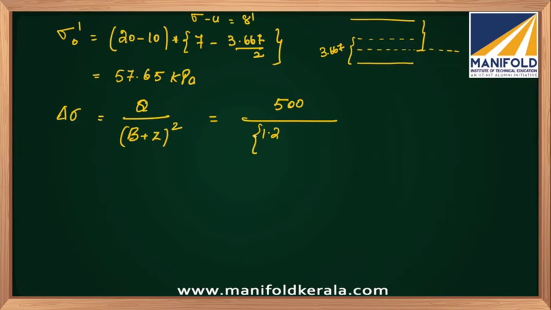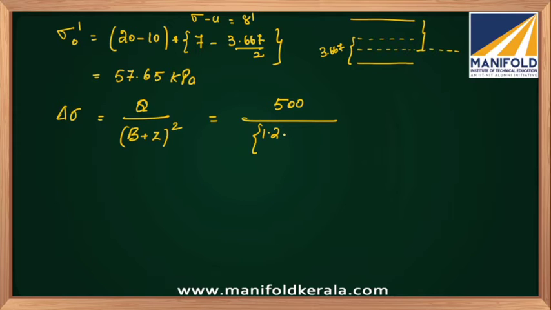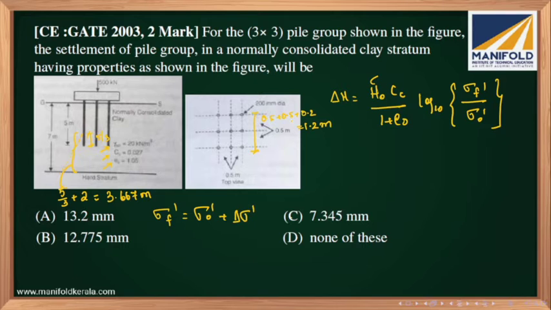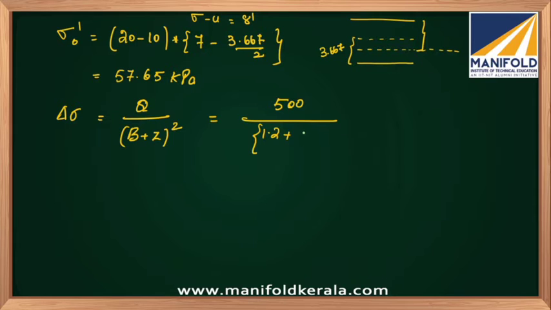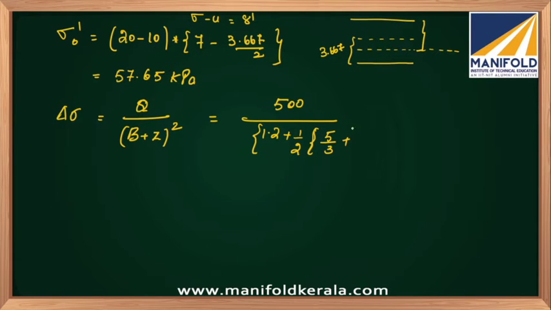What will be the value of Z? As the load distribution starts from this level, Z is half of 3.67 plus 5 by 3.